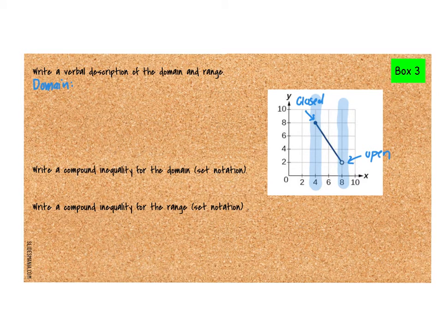So when it's a closed circle, it means it includes the number. Includes it, it's part of it. When it's an open circle, it excludes it. Okay, so the domain is from 4 to 8, but it excludes 8 and includes 4. Okay.